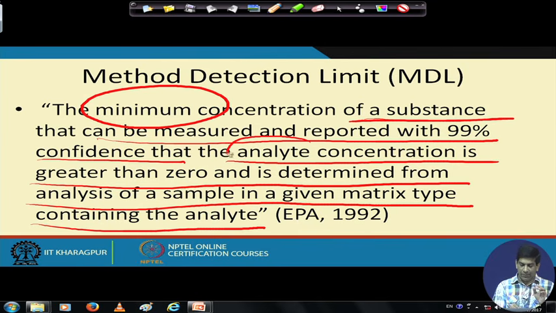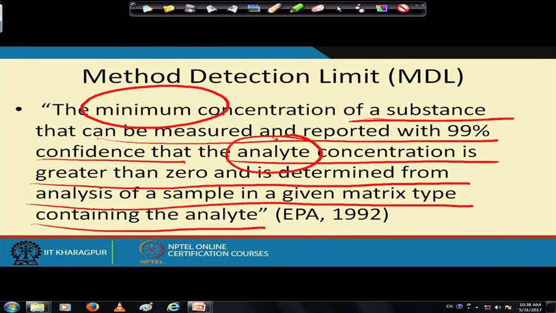Analyte means the parameter that we are trying to measure, whether it's arsenic, lead, cadmium, whatever you are looking for, or any organic chemical that you are looking for. So that's the analyte that you are trying to measure.